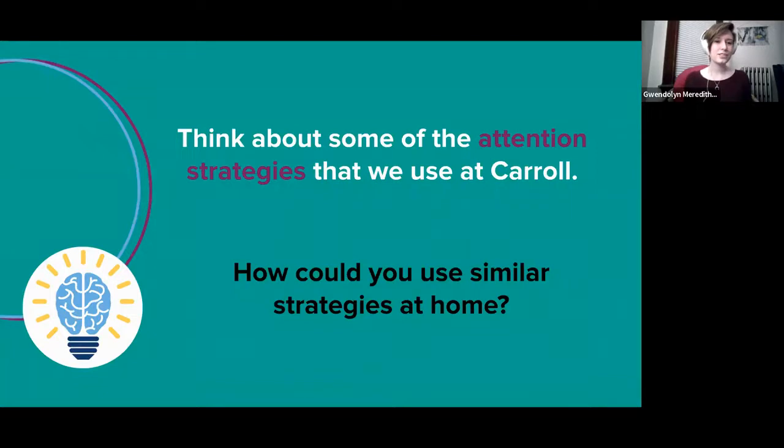So one thing is just to think about some of these attention strategies, like brain breaks, a space and time corner that's a quiet corner where students can go and always find a mindfulness journal or fidget tools or coloring books or white noise machines. And think about some of these strategies that you could use at home.